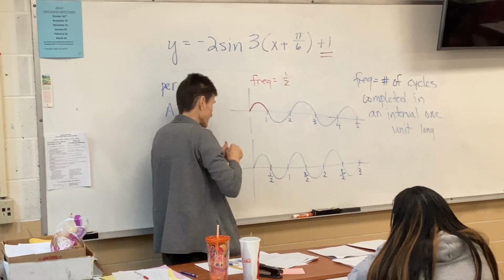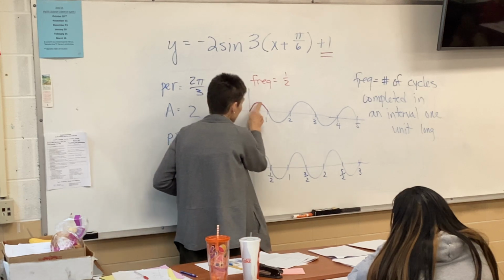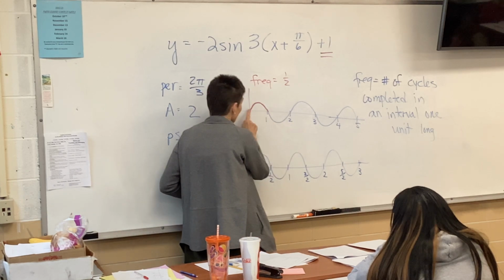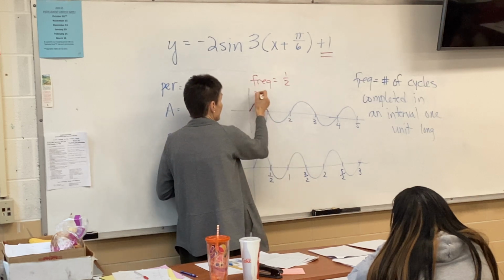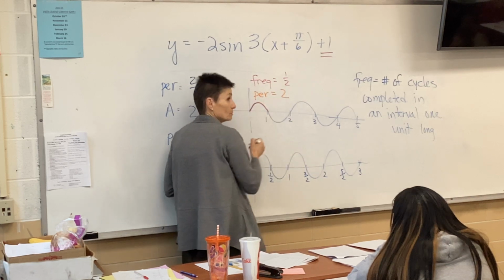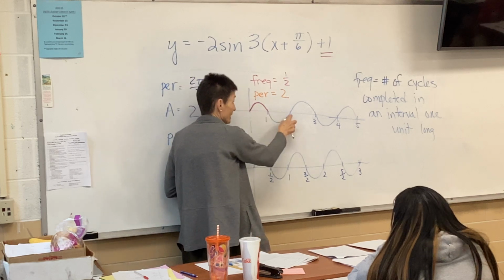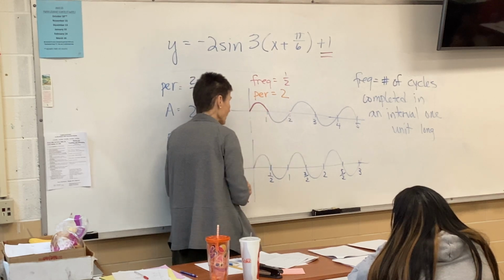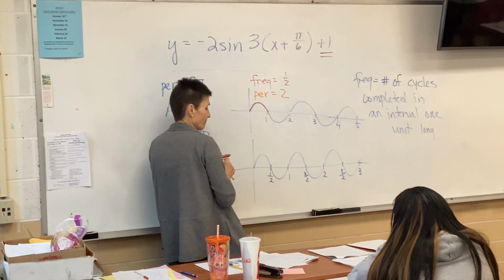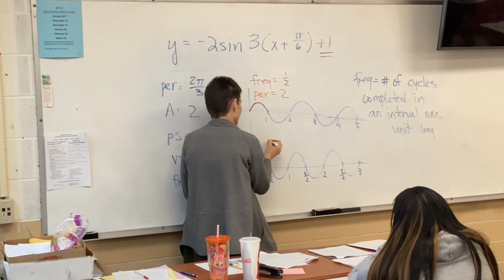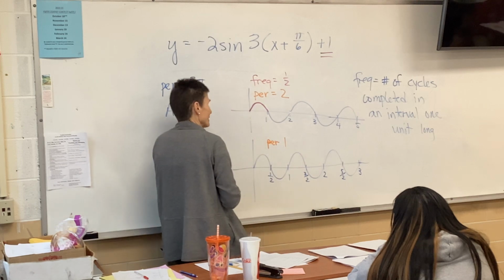I want you to notice something. What's the period of the curve? Well, 1 hill and 1 valley, the period of the curve is 2. A hill and valley, that's a period. All right, look down here. What's the period of this function? 1. Oh shoot, this is a bad example.